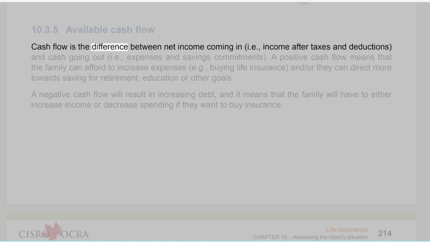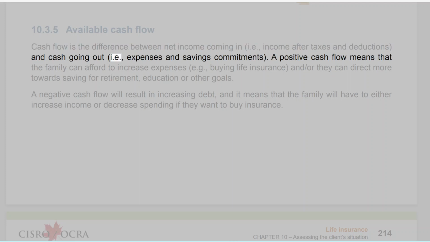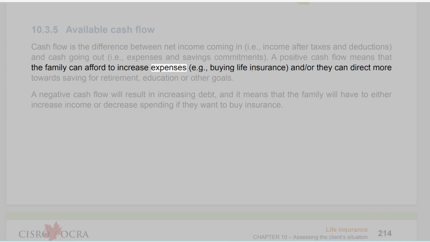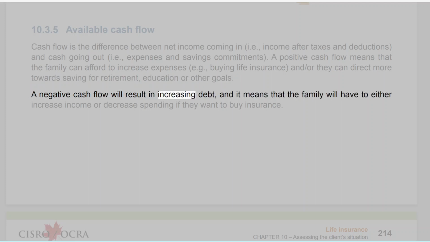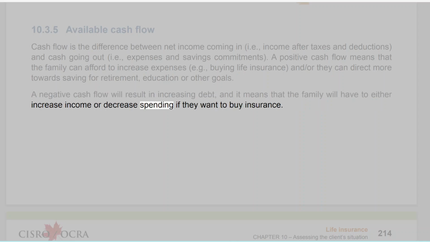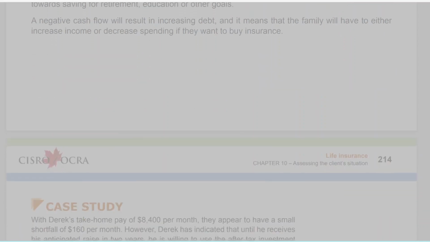Cash flow is the difference between net income coming in, i.e., income after taxes and deductions, and cash going out, i.e., expenses and savings commitments. A positive cash flow means that the family can afford to increase expenses, for example, buying life insurance, and/or they can direct more towards saving for retirement, education, or other goals. A negative cash flow will result in increasing debt, and it means that the family will have to either increase income or decrease spending if they want to buy insurance.